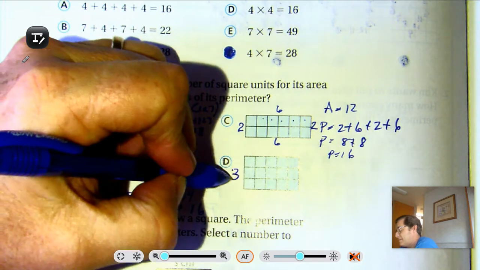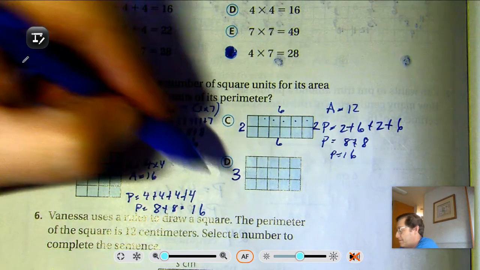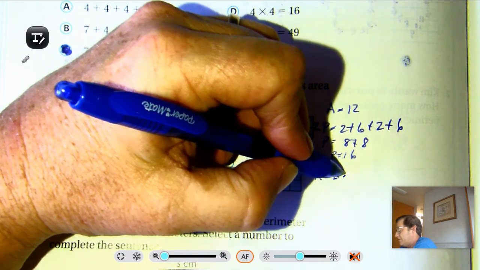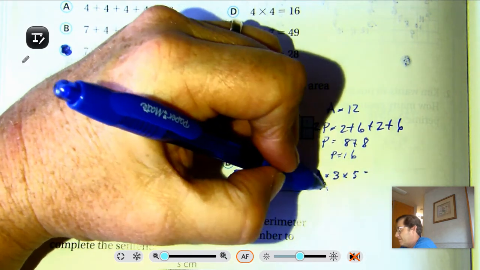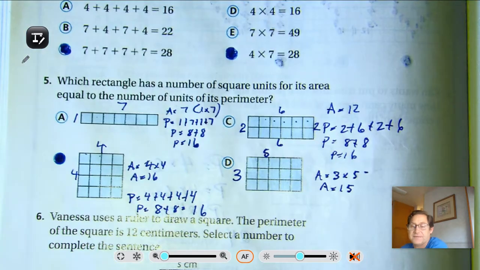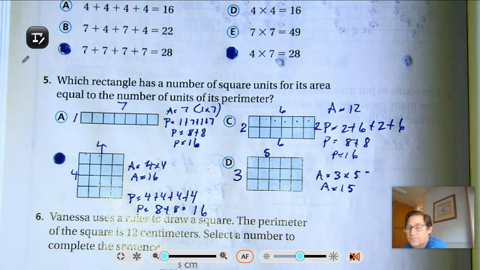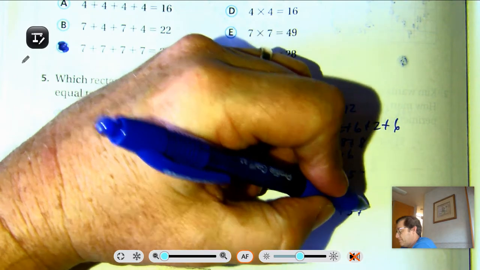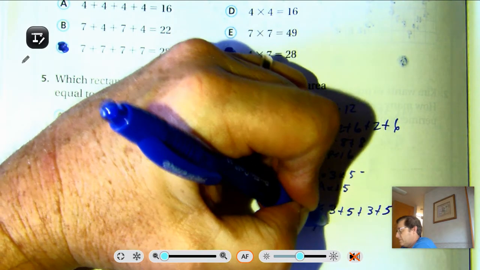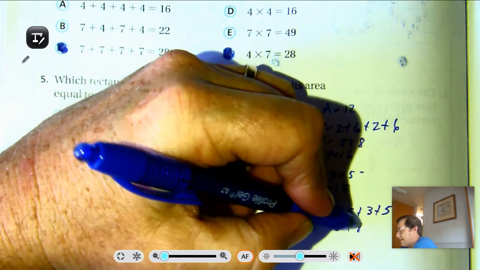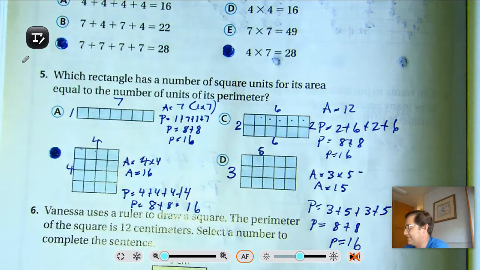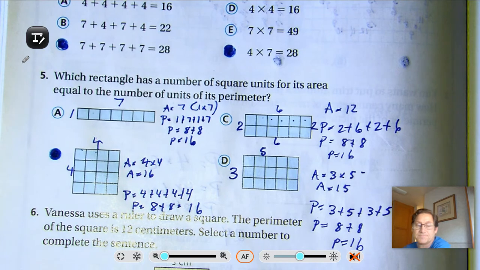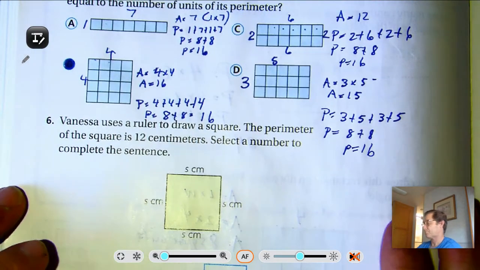D, 3 by 2, 4, 5. So the area is 3 times 5. So the area is 15 square units. The perimeter is 3 plus 5 plus 3 plus 5. So the perimeter is 8 plus 8. The perimeter is 16. So they do not have the same area and perimeter. All right. So just B.